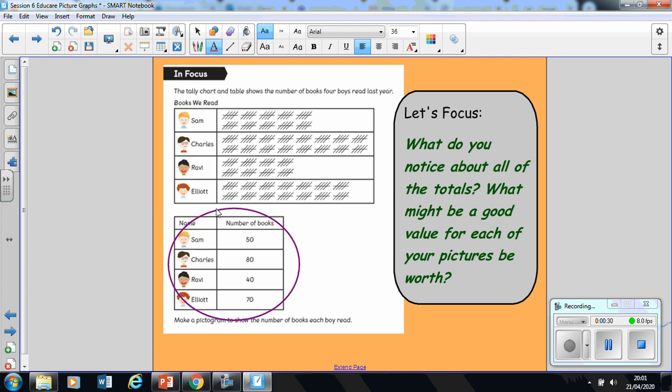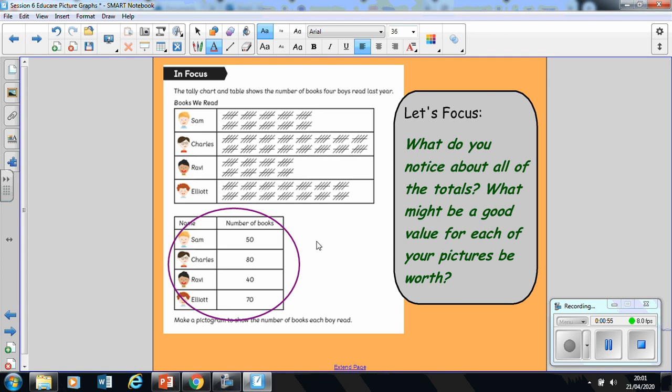Now the tally chart and the table both have representations for the number of books each of these boys have read. So we've got Sam, Charles, Ravi and Elliot. And using this data, using this information, you are going to make a pictogram. It's got to have obviously the same information, the same data.